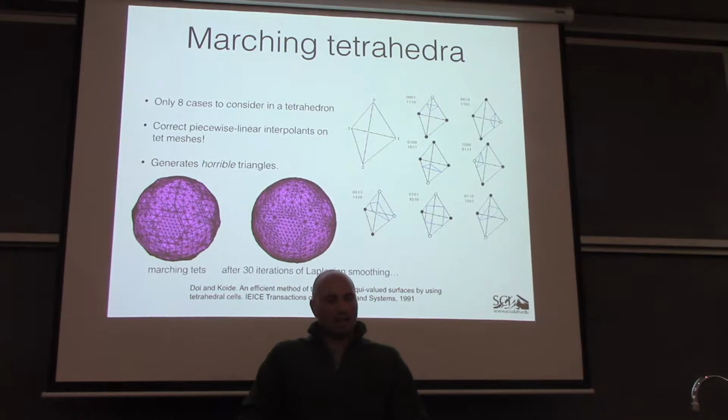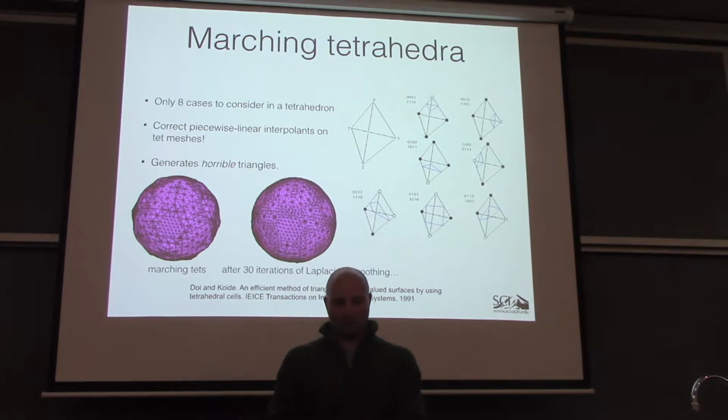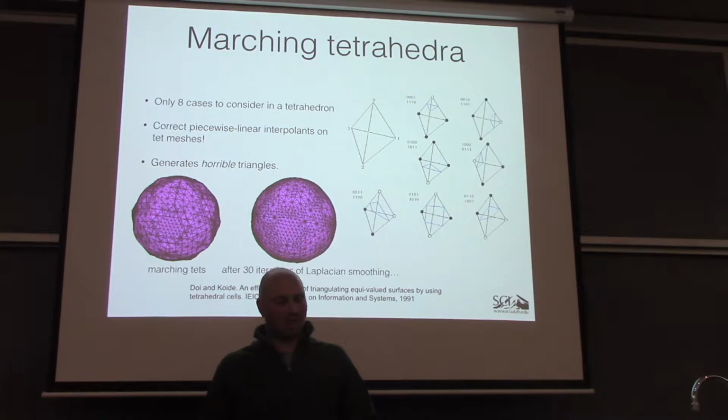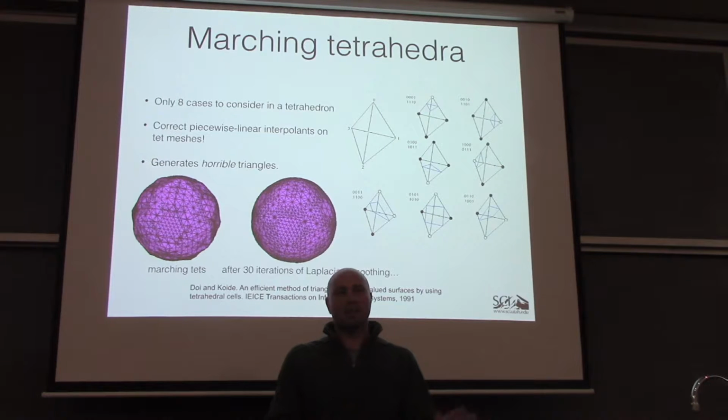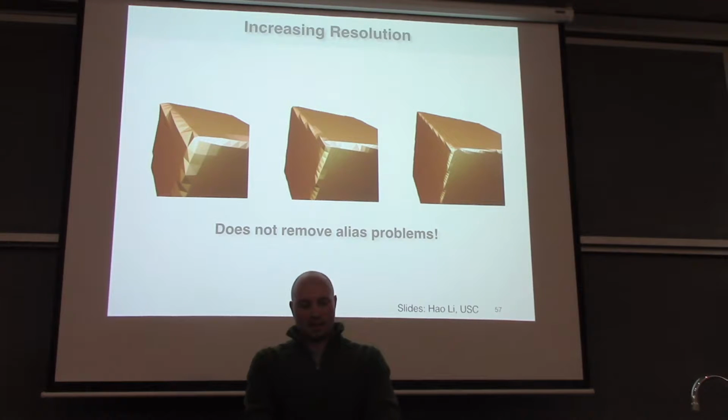The flip side is that if you're using this for more general isosurfacing, it generates horrible triangles. And a lot of the time in animation, they'll try to fix this with Laplacian smoothing, but this is expensive and you still have horrible triangles even after Laplacian smoothing. So in short, marching tets is worth knowing, but it's still less common and less used than marching cubes.